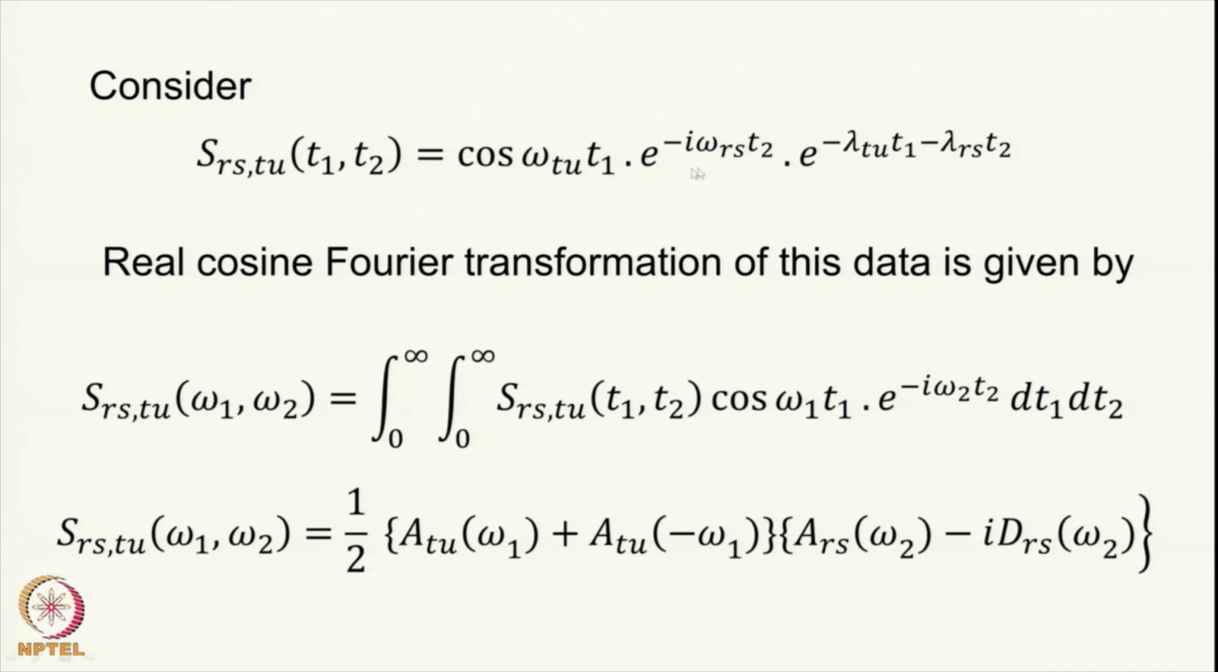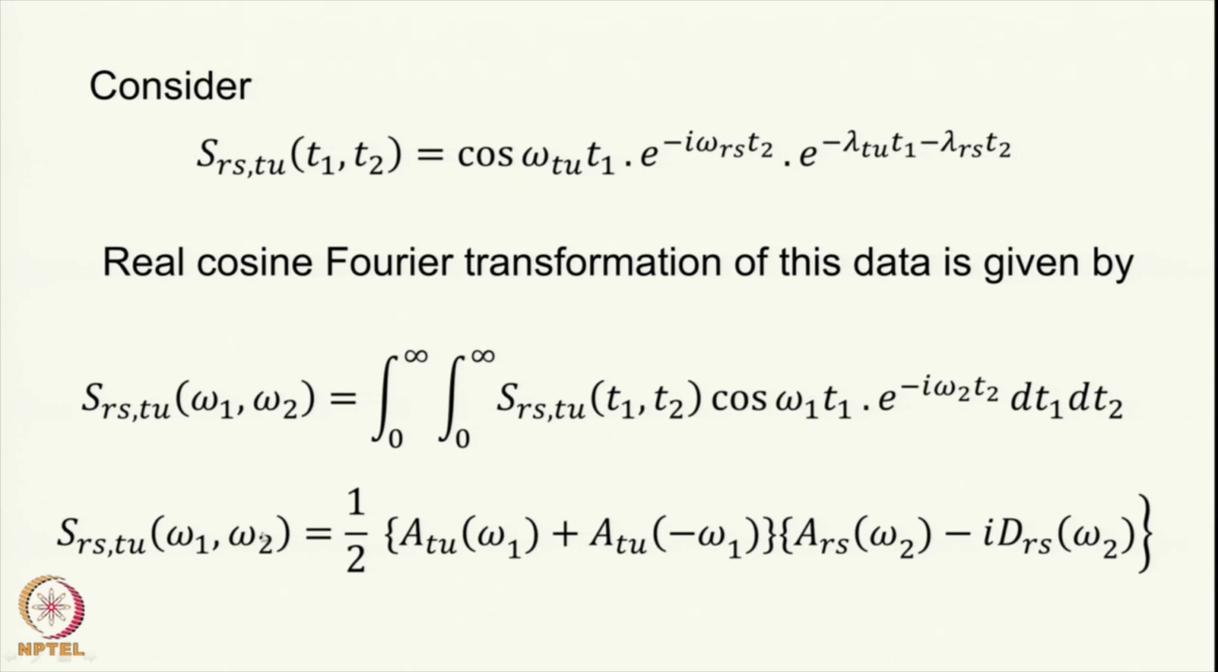So now we take this sort of an FID and do a real cosine Fourier transformation of this data, and that is given by this. So you have a double integral here, S rs Tu T1 T2 cosine omega 1 T1, that is e to the minus I omega 2 T2 dt1 dt2. This is the real Fourier transformation, that is the cosine Fourier transformation, and SRS Tu T1 T2 is given by this. When you do this, I have already shown you how to do the integration and things like that, so we will not do that again here.